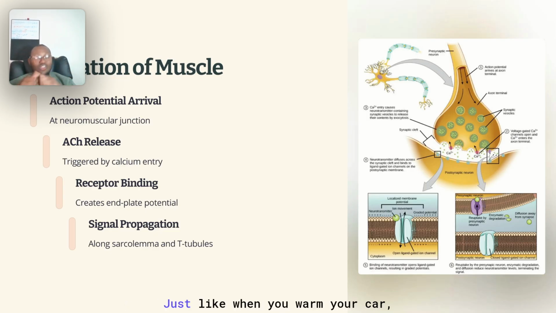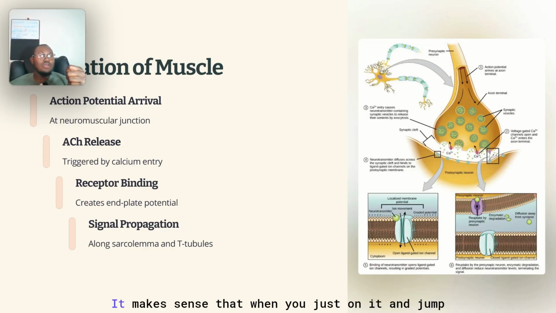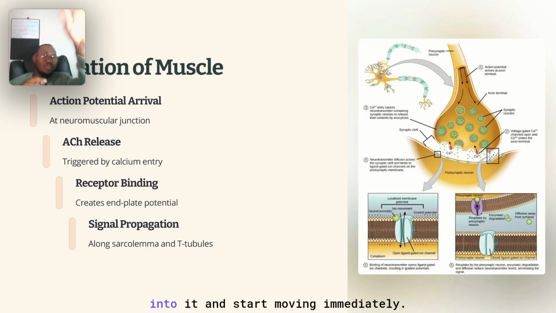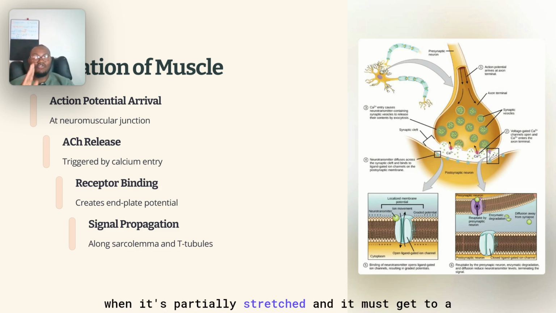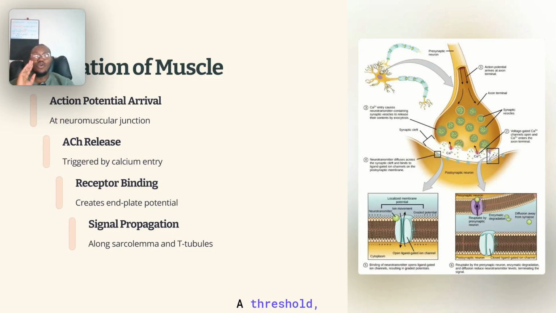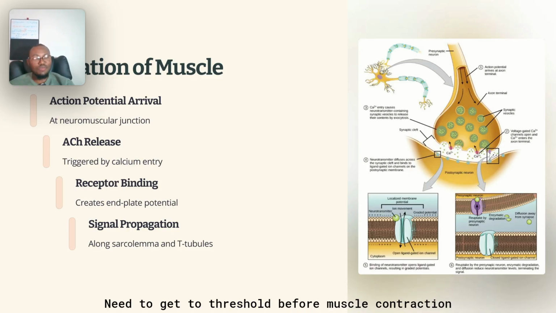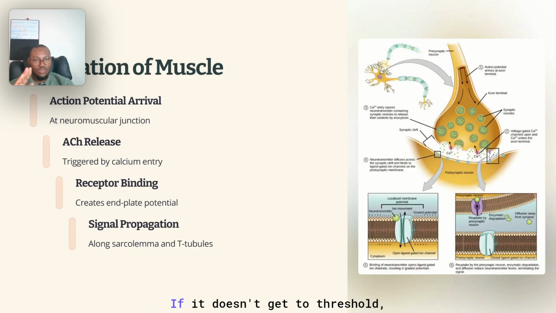Just like when you warm your car, it's partially on, you've not started moving. It makes sense rather than when you just turn it on and jump into it and start moving immediately. So skeletal muscle generates the greatest tension when it's partially stretched. And it must get to a threshold. Minimum stimulus is needed to get to threshold before muscle contraction happens. If it doesn't get to threshold, contraction will never happen. That's what we call the all or none law.